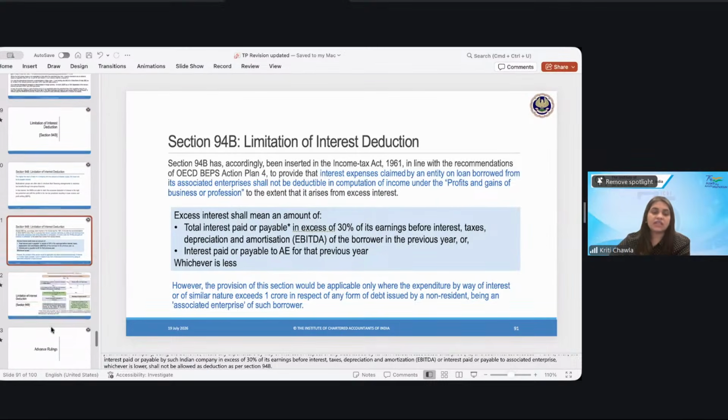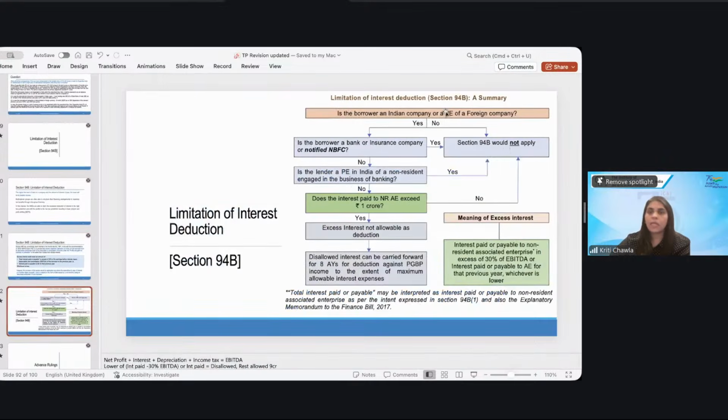So what we've done is I have provided this particular chart here. Just take a minute and read through this chart and then we'll discuss it further.